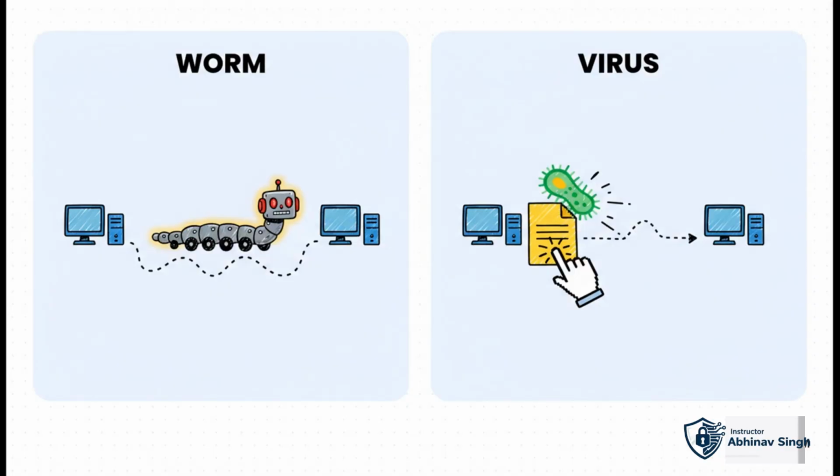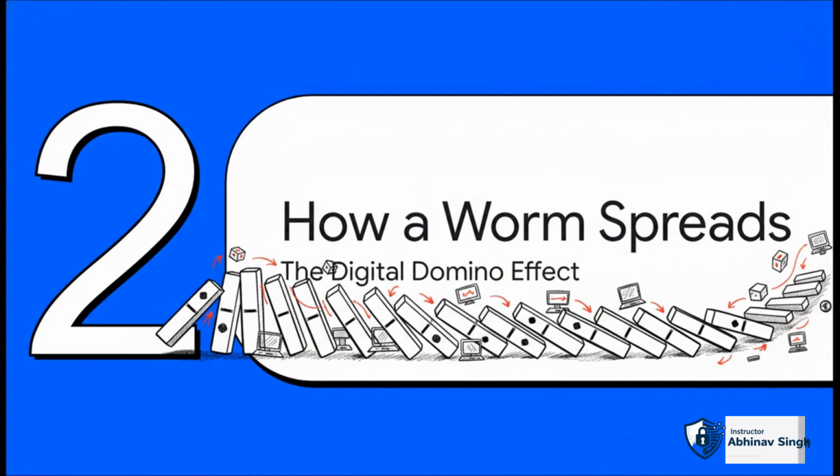So here's a great way to think about it. A virus is like a parasite. It has to have a host. It needs you to open an infected file for it to do its job. A worm, on the other hand, nope. It's completely self-sufficient. It's an independent operator, actively hunting for ways to spread all on its own, which makes it uniquely dangerous. And that self-sufficiency is what creates this digital domino effect. Seriously, once that first domino falls, the chain reaction is almost impossible to stop.